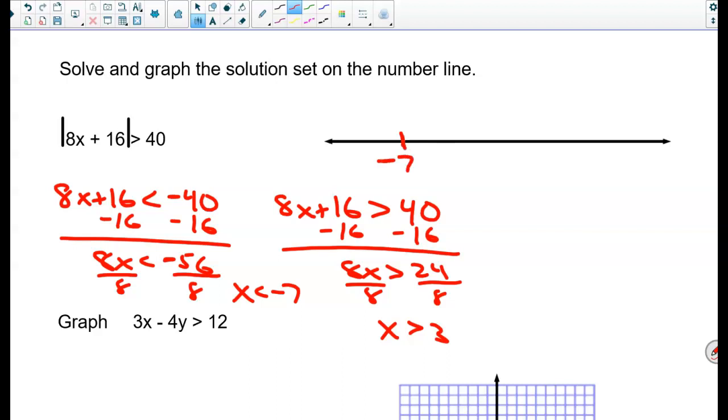When I go to graph, negative 7, 0, and 3. I have an open dot over my 3. I have an open dot over my negative 7 because it's just a greater than. Less than negative 7 goes in the direction to the left. Greater than 3 goes in the direction to the right.